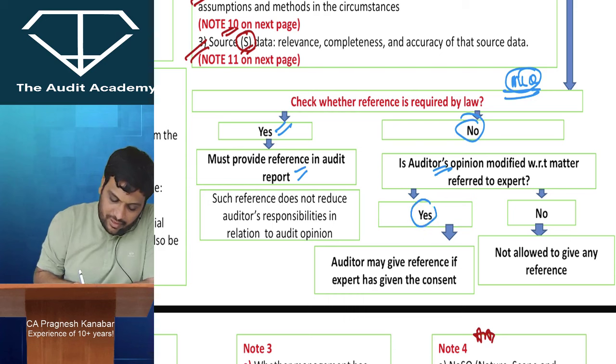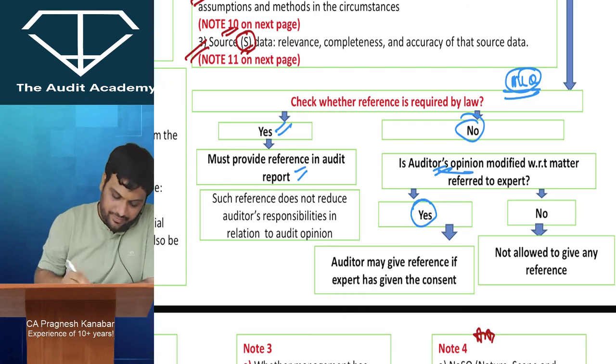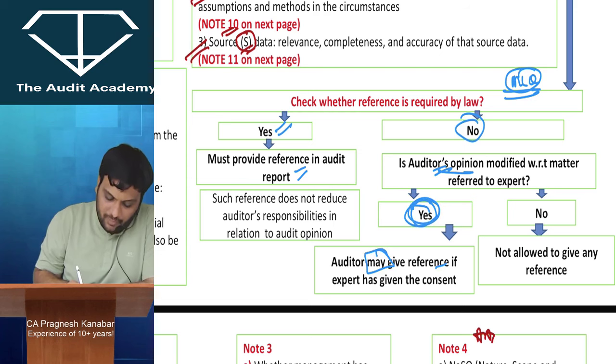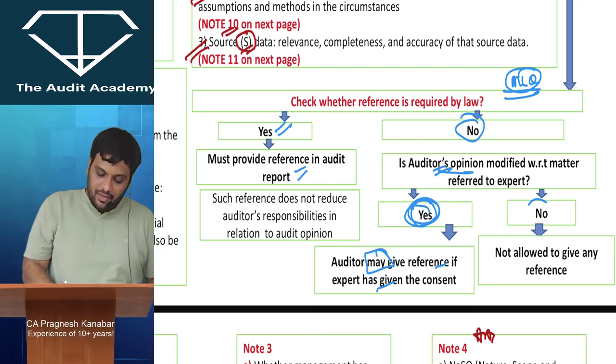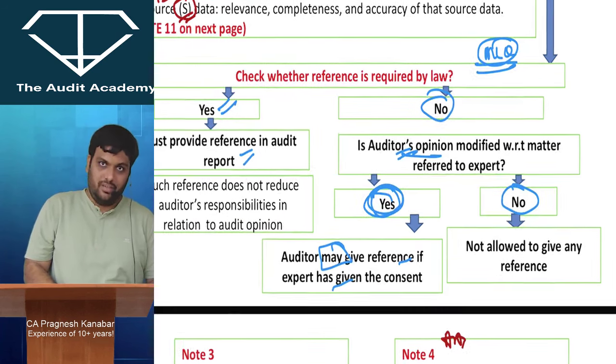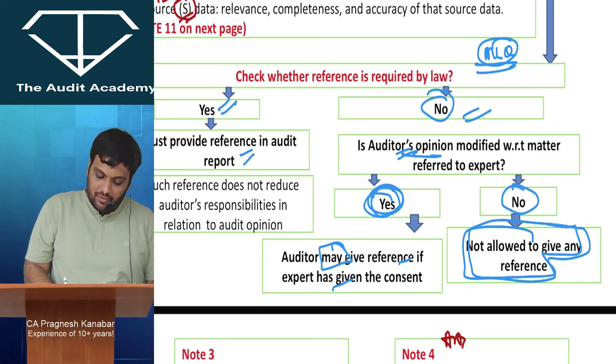So if there is a qualified, adverse or disclaimer, so if there is a modified opinion, then the auditor may give reference to that expert's work, provided the expert has given the consent. However, if there is no modified opinion, if it's an unmodified opinion, and reference is not required by law, then you are not allowed to give any reference.